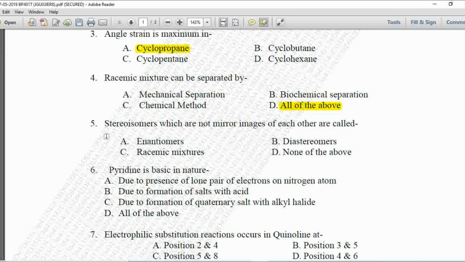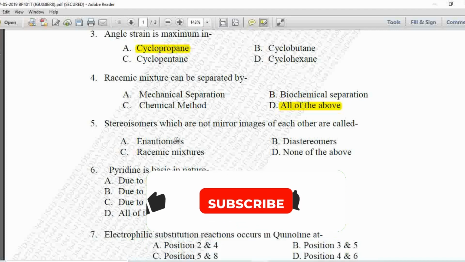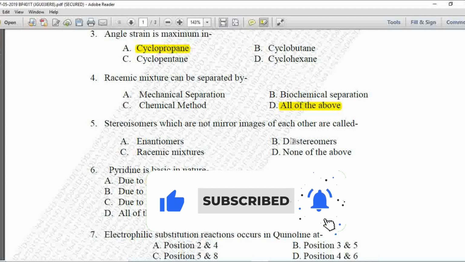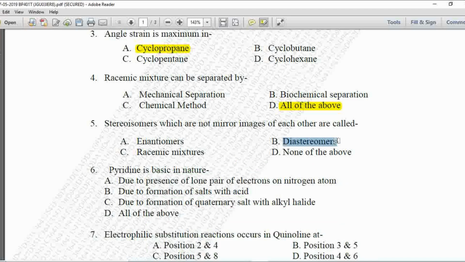Next MCQ 5. Stereoisomers which are not mirror images of each other are called option A is enantiomers, B is diastereomers, C is racemic mixtures, D is none of the above. So stereoisomers that are not the mirror images of each other are called diastereomers. So option B is correct.